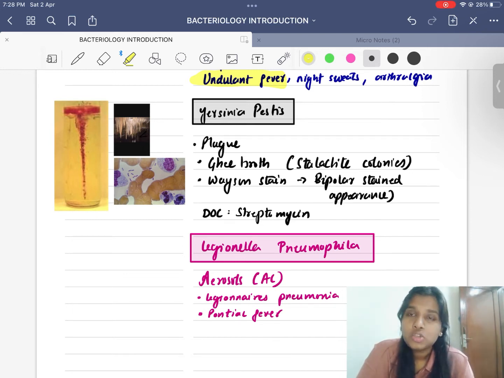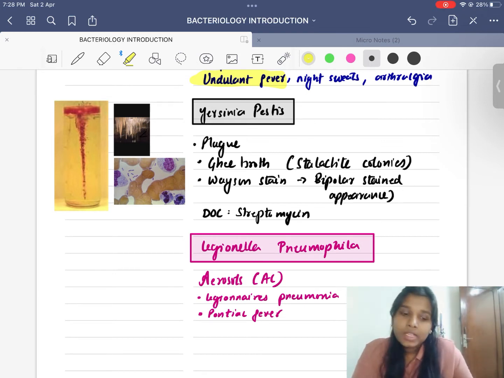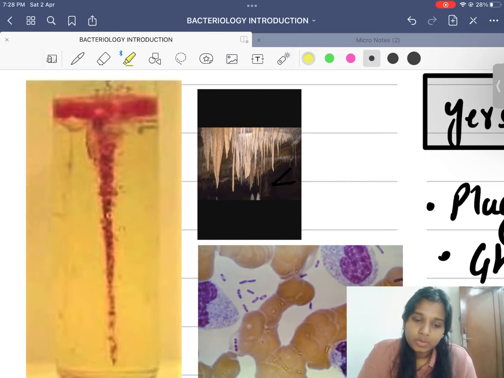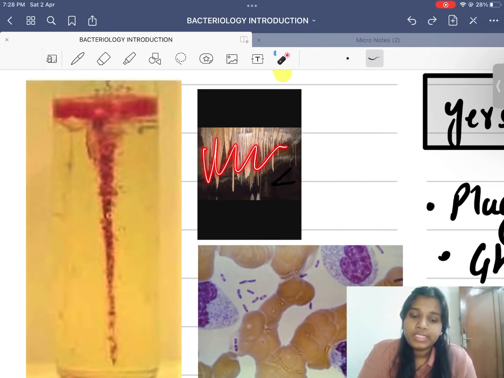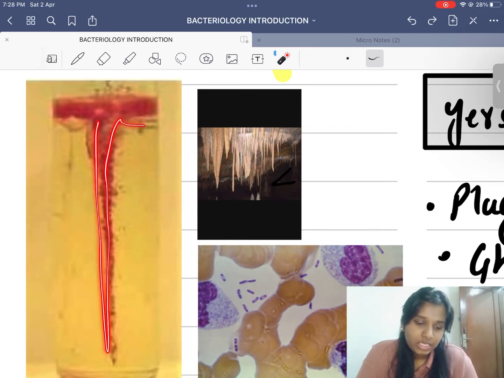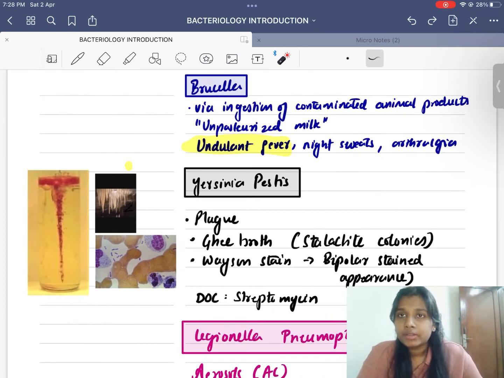Now when you grow it on the ghee broth, you'll have these stalactite colonies, which are basically colonies like glaciers. So this is how the glaciers are supposed to look, colonies which are like glaciers. It will look like that. So that's called stalactite colonies.